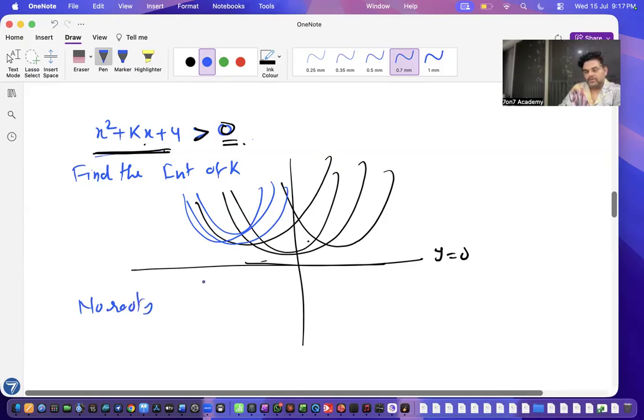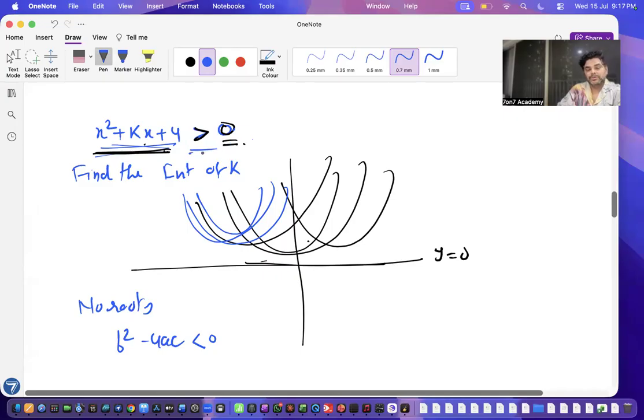This says the y value of that is positive, and positive means above the x-axis. Got it? There are no roots. If no roots, that means it doesn't touch the x-axis, and so b square minus 4ac of the equation has to be what? Less than 0, because you don't want any x-intercept.